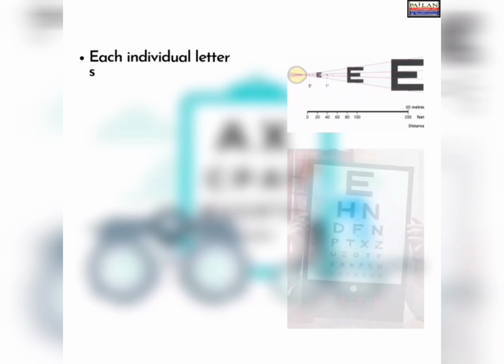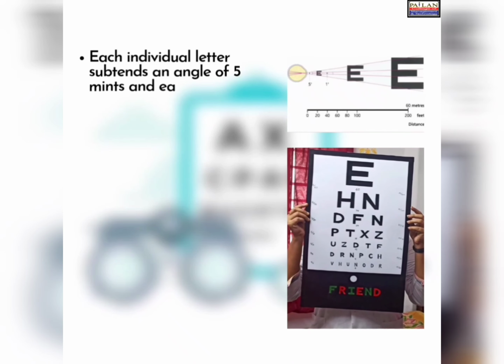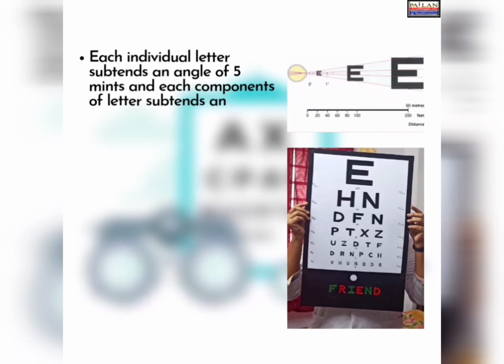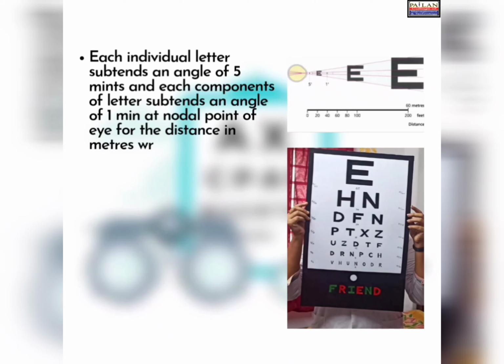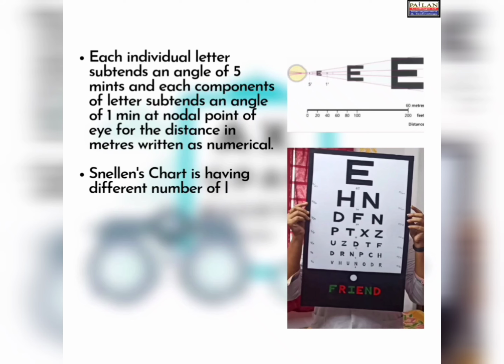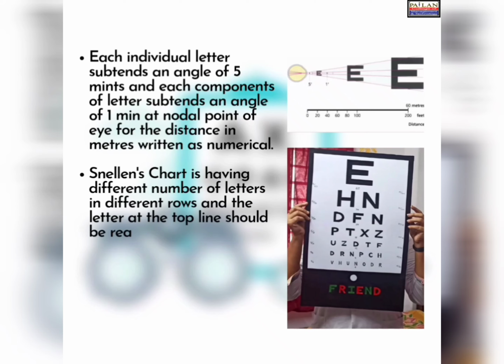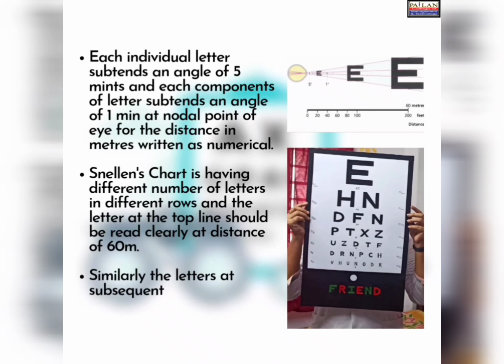Each individual letter subtends an angle of 5 minutes, and each component of the letter subtends an angle of 1 minute at the nodal point of the eye. The distance is written in meters beside each line. Snellen's chart has a different number of letters in different rows, and the letter at the top line should be read clearly at a distance of 60 meters. Similarly, the letters in subsequent lines are read at 36 meters, 24 meters, 18 meters, 12 meters, 9 meters, and 6 meters respectively.